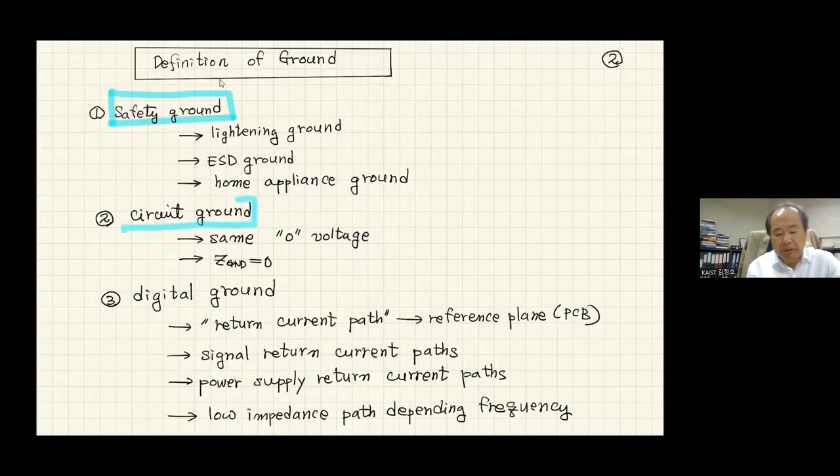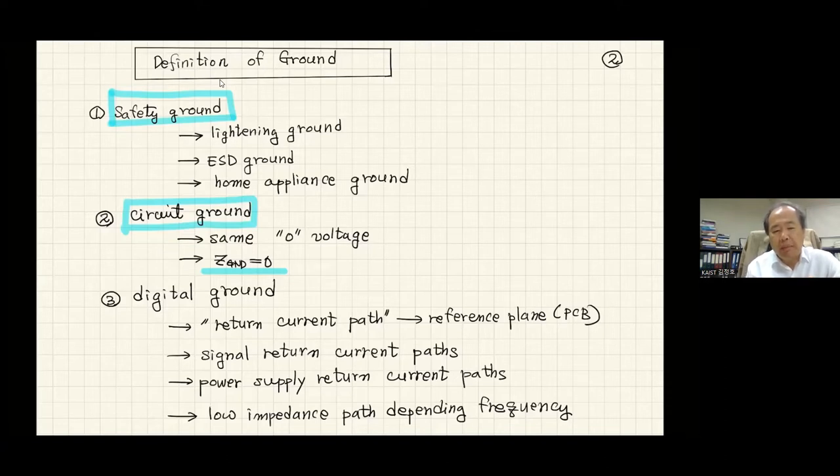Another definition of ground is circuit ground. And we are assuming that in the circuit diagram, every ground has the same voltage. And in order to have that situation, ground impedance should be zero. But let's assume we have two different points of circuit ground. Let's assume we are connecting them.